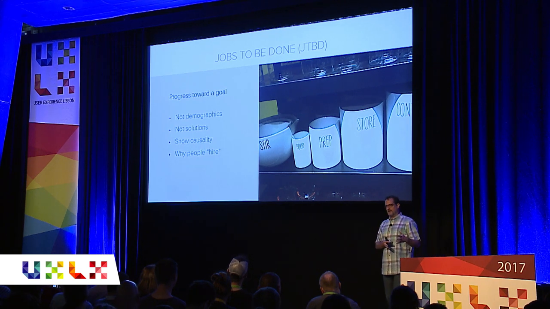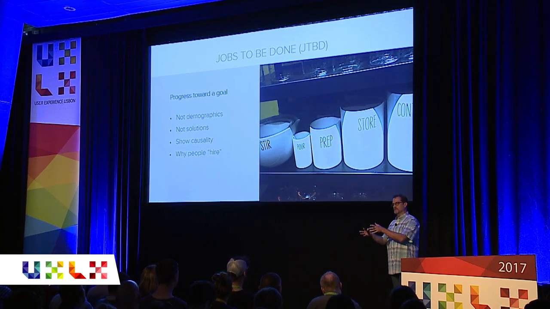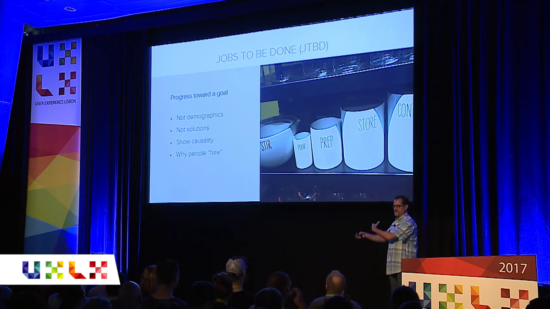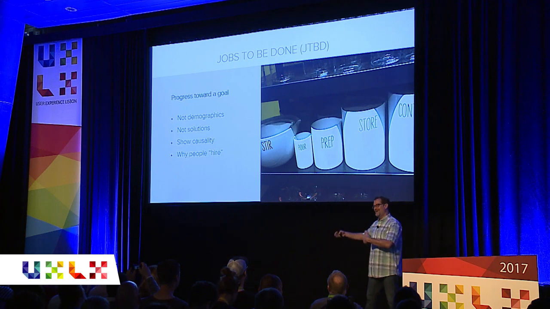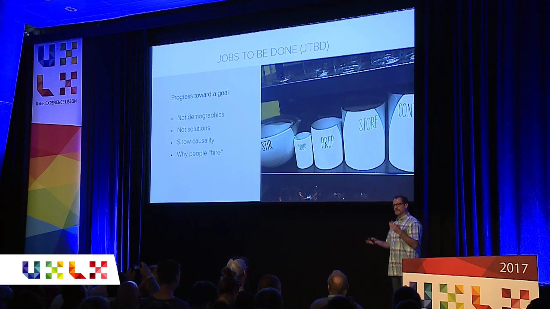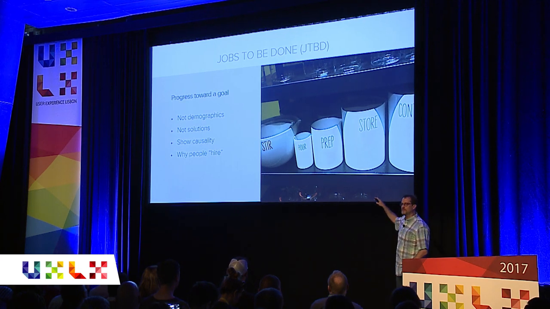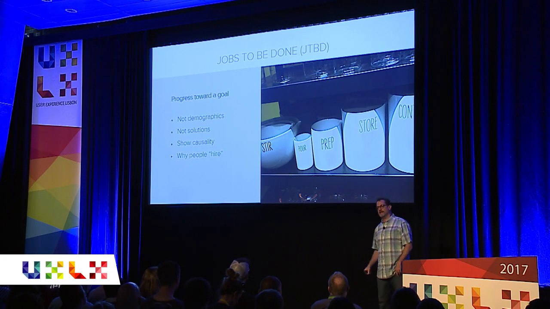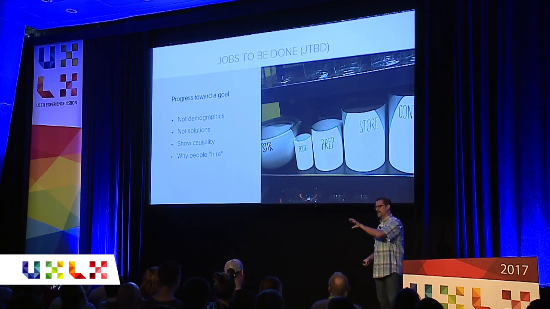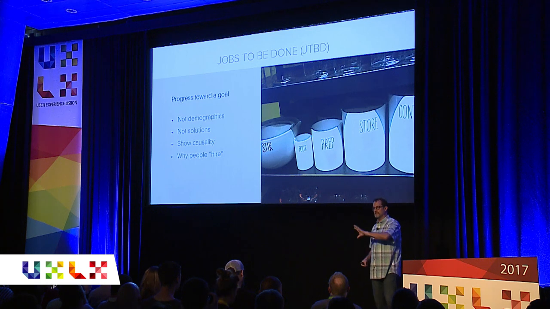Jobs to be done perspective sees consumers as goal-seeking agents, that we're trying to improve our lives, we're trying to solve a problem, and that act of trying to solve a problem is a job, and we call it a job to be done. It's not about demographics, it's not about solutions either. So one of the principles of jobs to be done thinking is you need to describe the job to be done without describing a technology or a solution.